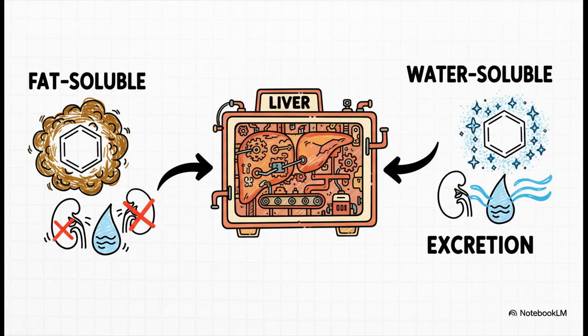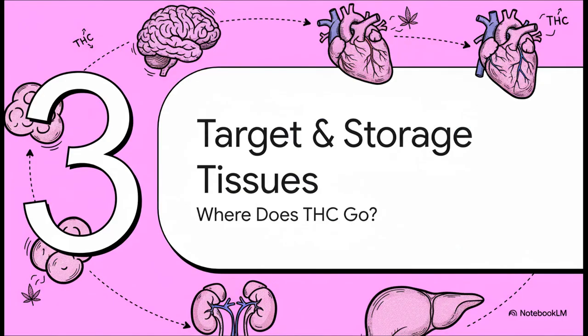Okay, so some of the THC has survived that first pass filter in the liver and is now cruising around in the bloodstream. The next obvious question is, well, where does it go? Which parts of the body does it actually hit?